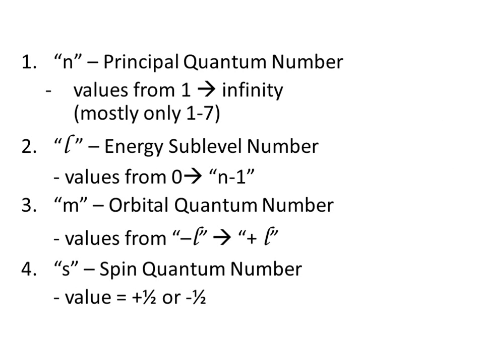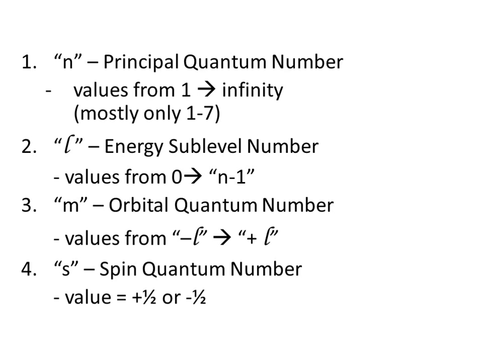So to review, the 4 quantum numbers and their possible legitimate values. N, the first one, is your principal quantum number. It's the main energy level number. It could be anything from 1 to infinity as long as it's a positive whole number. In reality, right now, we only have 1 to 7.